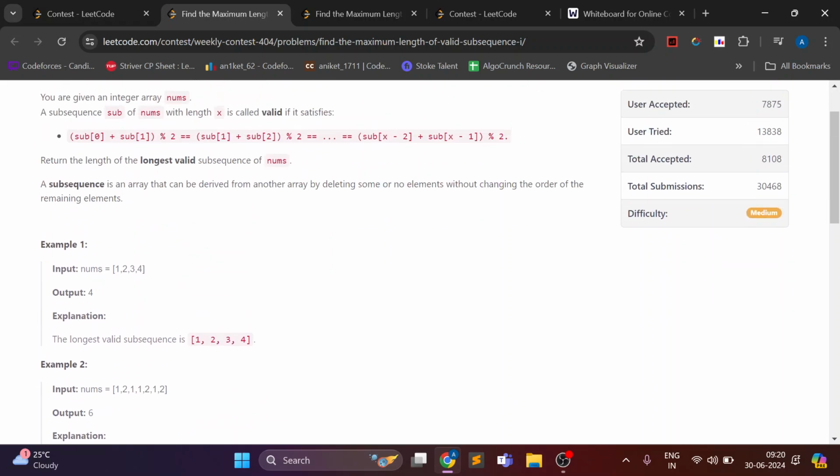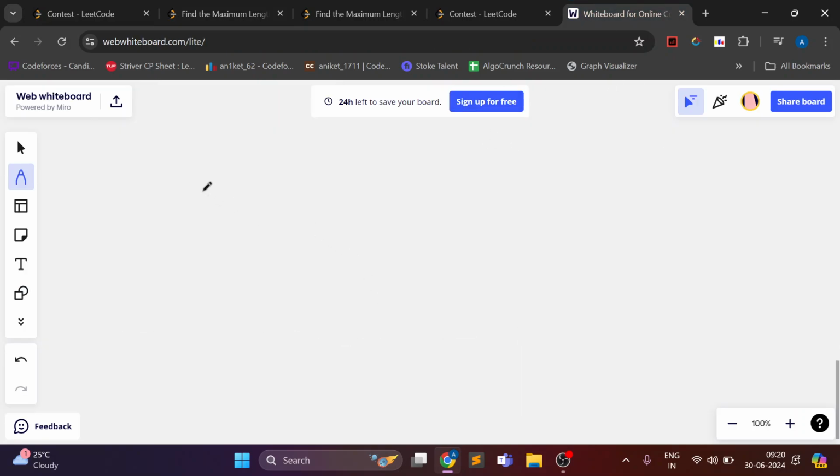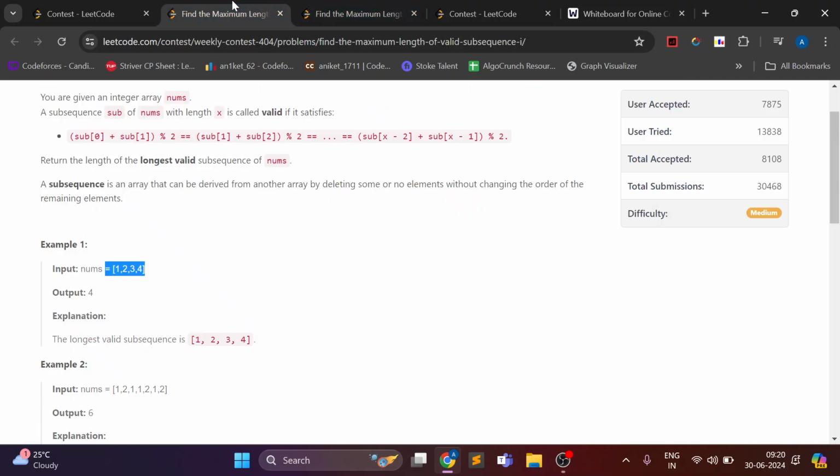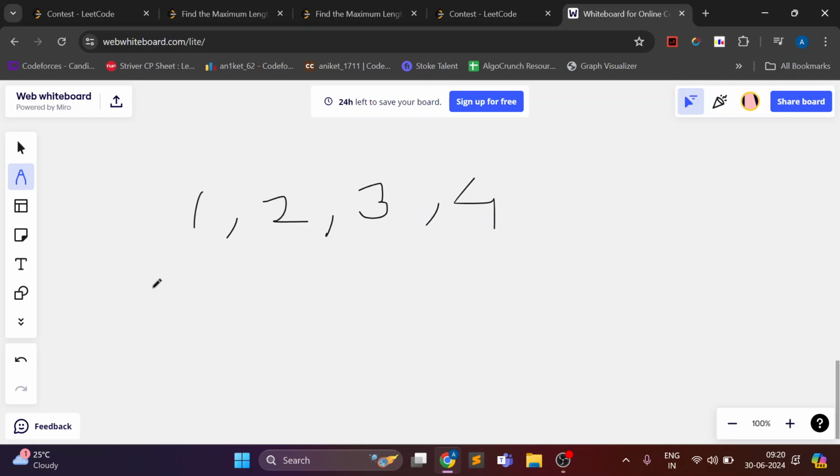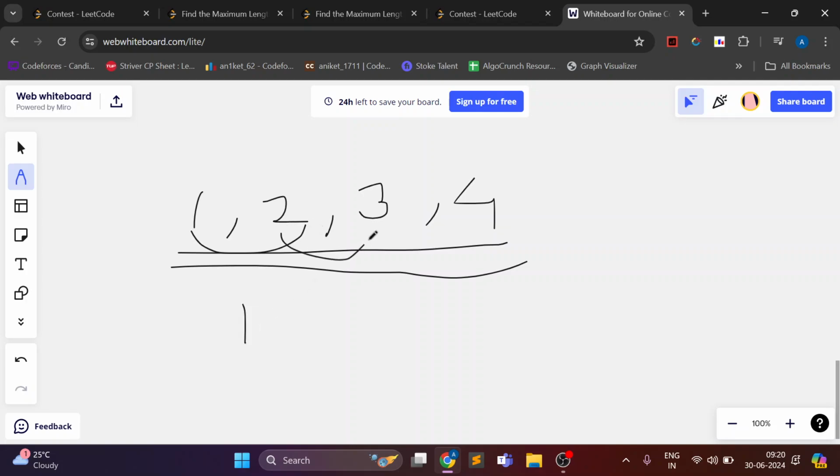For example, let's say this case 1 2 3 4. In this case the whole array can be one valid subsequence. Why is that? Because 1 plus 2 mod 2 is 1, 2 plus 3 mod 2 is 1, and 3 plus 4 mod 2 is 1. So all the consecutive sums mod 2 are conserved in the whole sequence.